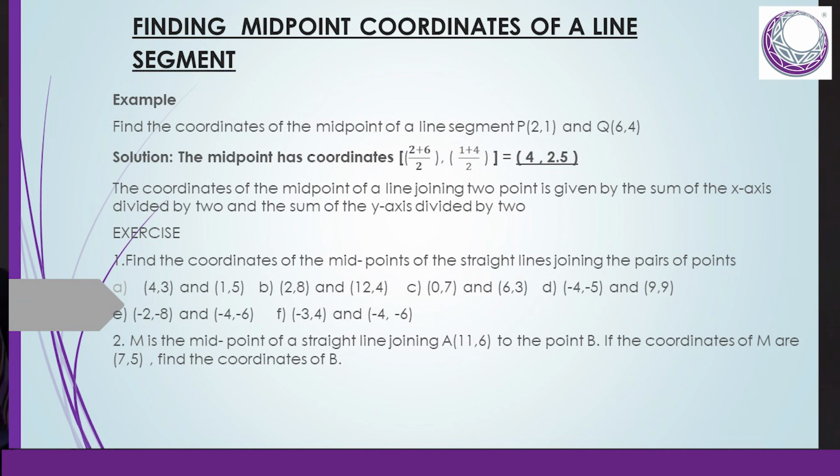Now, number 2 looks a bit different, and it actually is thought-provoking. M is the midpoint of a straight line joining A (11, 6) to the point B. If the coordinates of M are (7, 5), find the coordinates of B. In other words, we are given the midpoint coordinates and the point A, and what we would like to find are the coordinates of point B. So we need to play around with this formula and find the coordinates of B, and that is a thought-provoking question.